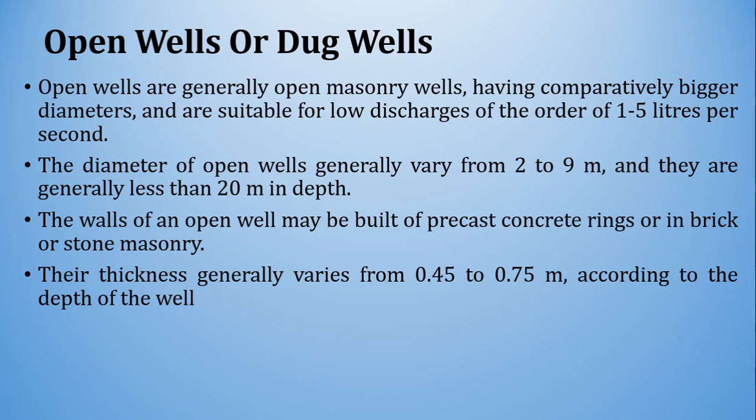20 meter in depth. The walls of an open well may be built of precast concrete rings or in brick or stone masonry. Generally, this is called lining. Their thickness generally varies from 0.45 to 0.75 meter according to the depth of the well.